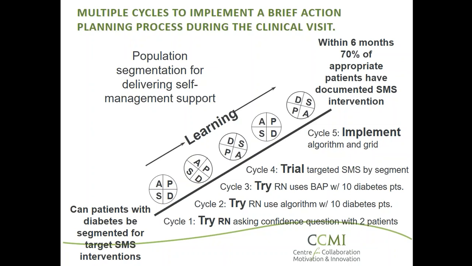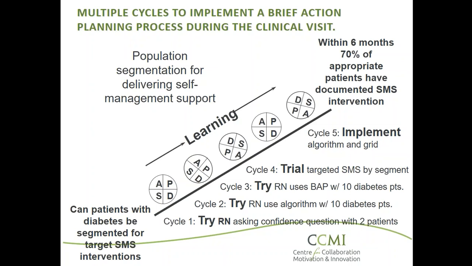Cycle 2, the same nurse tries using the algorithm that we showed you. It's pretty complex, so she tried it with 10 patients. She found that on the first couple she kind of got lost. She wasn't quite sure what the answer was or how to clarify with patients. So she huddled with her team and said, I kind of got lost here. Any recommendations? And the team gave her some recommendations.